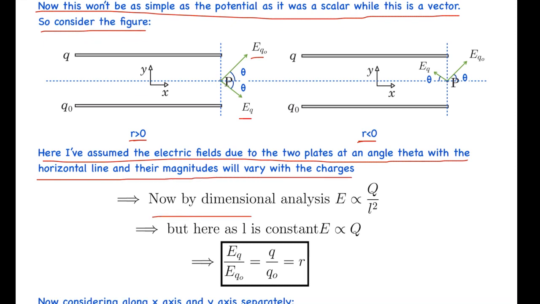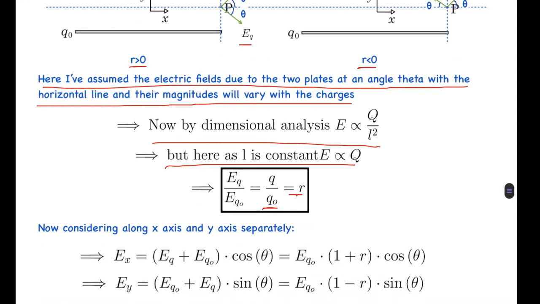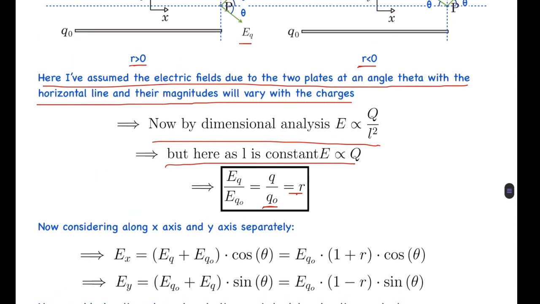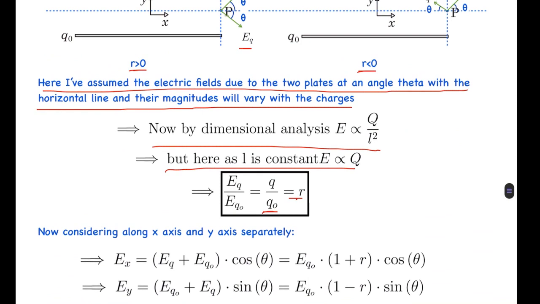So again, by dimensional analysis, E is directly proportional to Q over L squared, but here as L is constant due to the geometry, E will be directly proportional to Q. So the electric field due to Q and that due to Q naught will be in proportion of their charges, Q by Q naught, and it is given to be r. So from here, writing them along the x-axis and y-axis separately, because we have been given the values at r equals 1 and minus 1, they will simplify a bit.